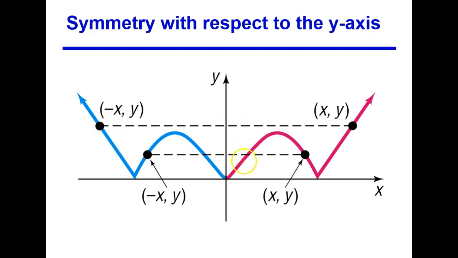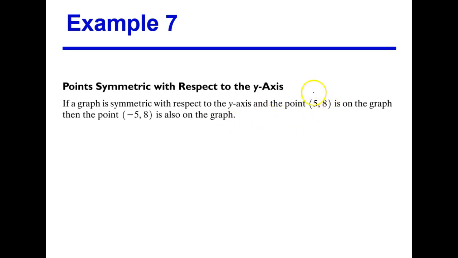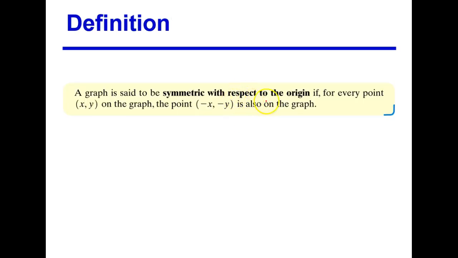So I know that this does show symmetry across my y-axis. Again, here we're just showing that these two points, 5, 8 and negative 5, 8, would be symmetric across the y-axis. Okay, so now we're looking around the origin.